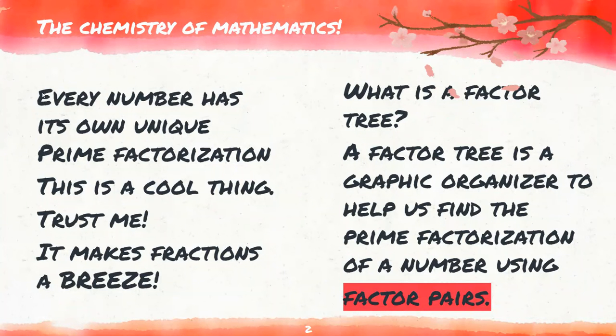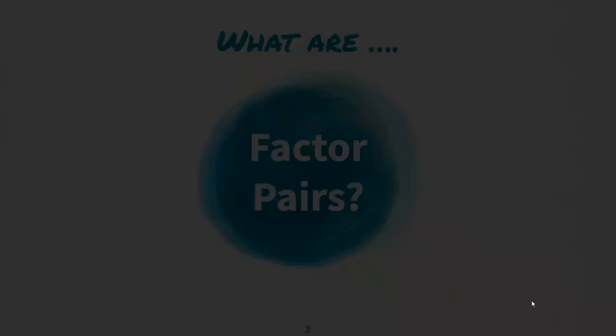The chemistry of mathematics is in prime factorization. Every number has its own unique prime factorization, and this is a cool thing, trust me. It makes fractions a breeze. What is a factor tree? A factor tree is a graphic organizer to help us find the prime factorization of any number using factor pairs.